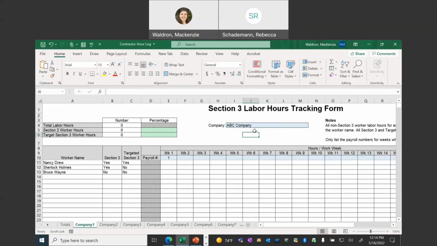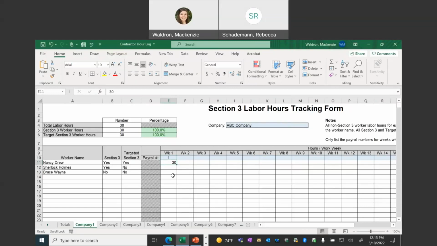So based off of our early examples, we've already identified 3 workers working on our project. First up is Nancy Drew. We have identified her as a Section 3 worker, and she is a targeted Section 3 worker. So we marked both of those yes. So if you are a targeted Section 3 worker, you are also a Section 3 worker. So those would always be yes. We also identified the payroll number. We're in our first week, and so far this week, Nancy has only worked 30 hours.